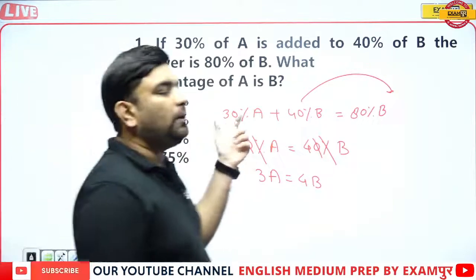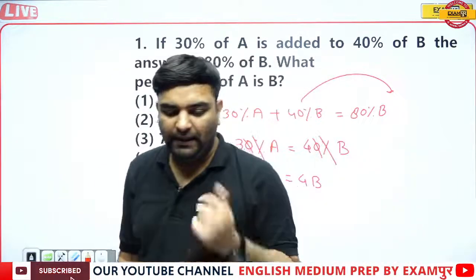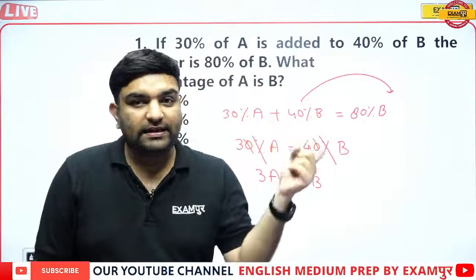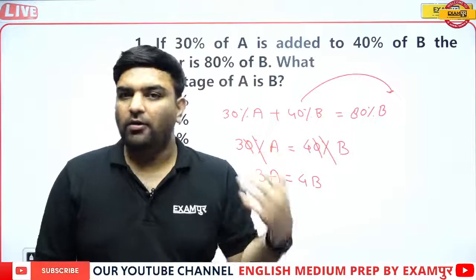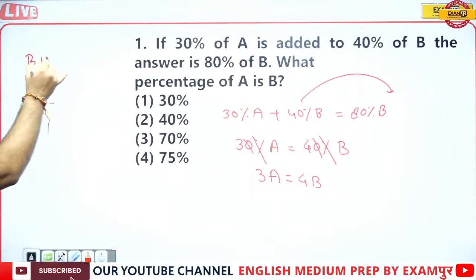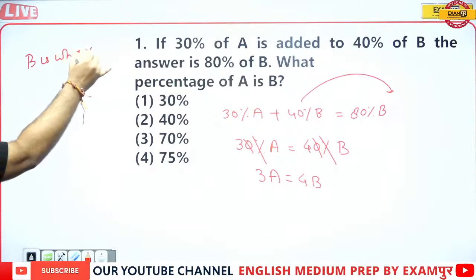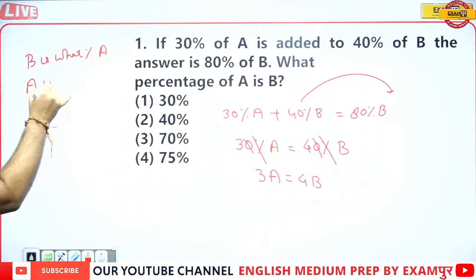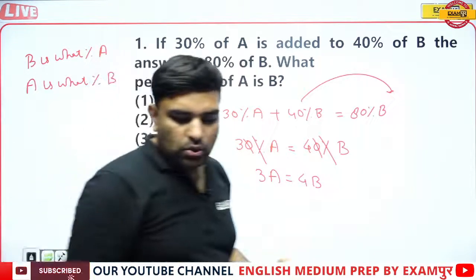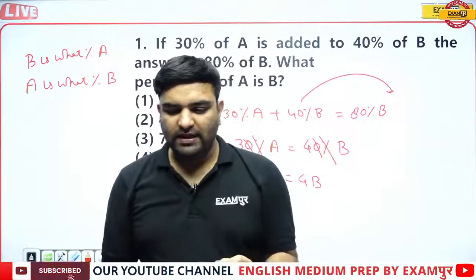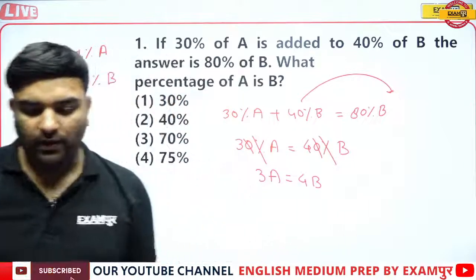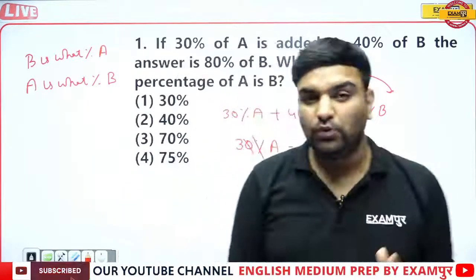What are they asking? What percentage of A is B? What do you mean by this? Is it asking B is what percent of A, or is it asking A is what percent of B? Come on, tell. Which is the correct interpretation?